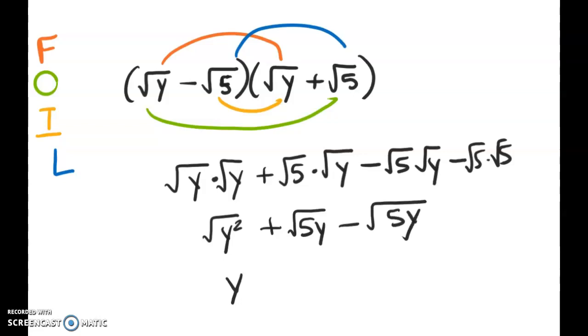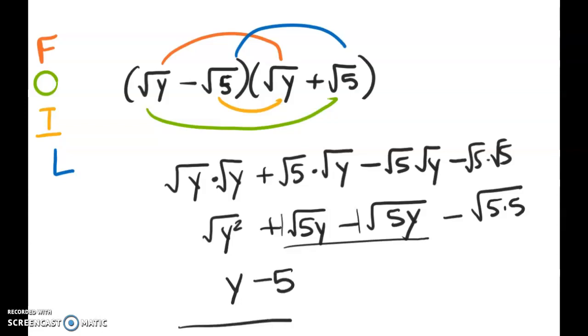Then I have plus the square root of 5y minus the square root of 5y. So these have the same index and the same radicand, and I have plus 1 and minus 1, so that zeroes out. So those cancel each other out. And then the last one here, I have 5 times 5. And 5 times 5 would be 25, and the square root of 25 would be 5. So this is what that would simplify to.